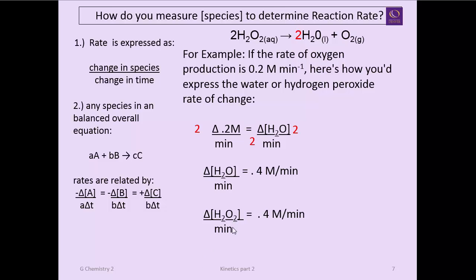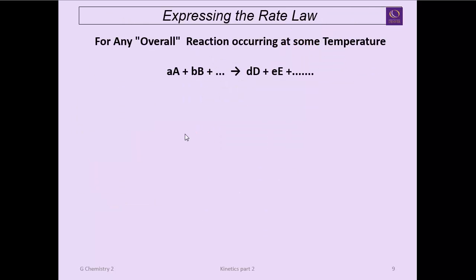So now let's set it up for hydrogen peroxide, which has the same coefficient as water, so it's going to have the same rate, only it will have a negative sign since it's a reactant. But how do you have a mathematical expression of the rate law? And here's the reactants and here's the products.